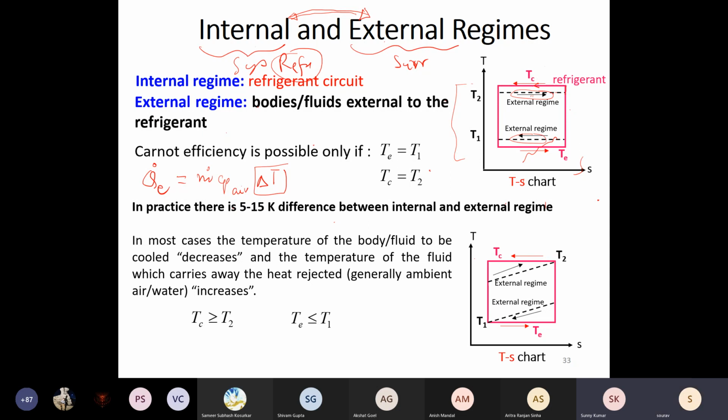Same goes for the condenser side. When you're rejecting heat to the ambient, it's not as if the ambient remains at constant temperature. When air passes through the condensing coil, if you just stand in front of that condenser unit, you will see that the air is significantly hot. So eventually these lines which were made horizontal will also not be horizontal. They will have some kind of slope. So then you will have large temperature differences over here. So this is the best case scenario.